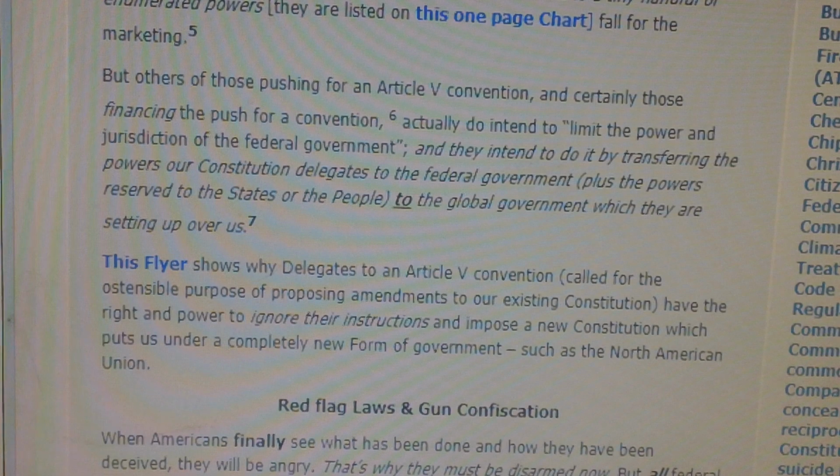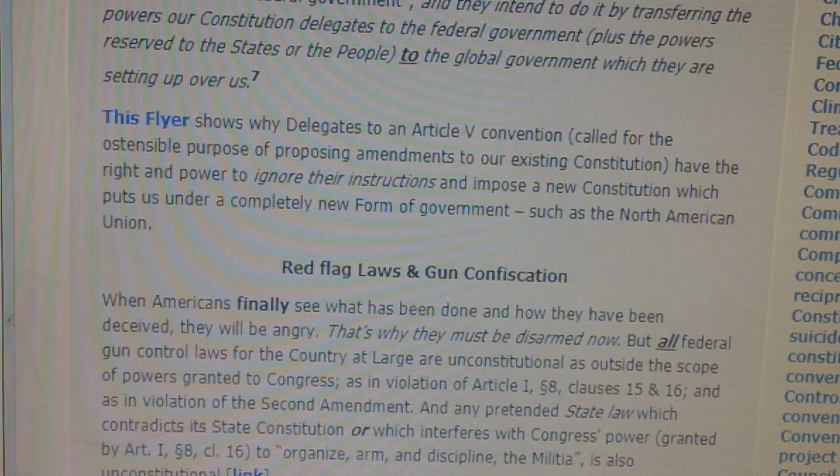But those who are pushing for the Article 5 convention, certainly those financing the push for the convention, actually do intend to limit the power and jurisdiction of the federal government, and they intend to do it by transferring the powers that were delegated to the federal government, plus the powers reserved to the states, into a global government which they are setting up over us.